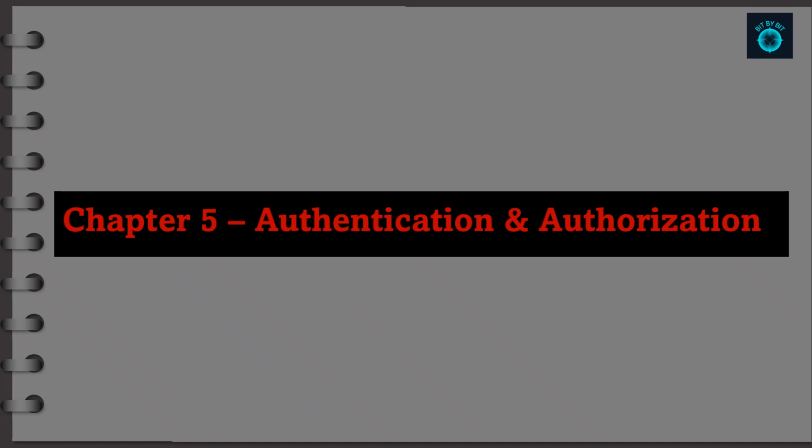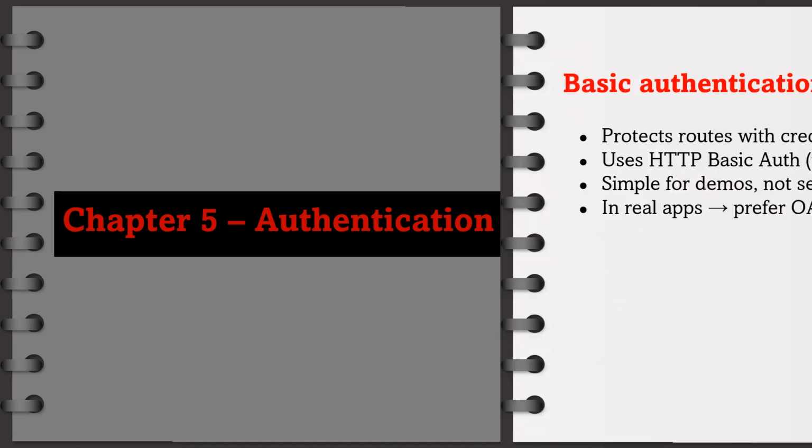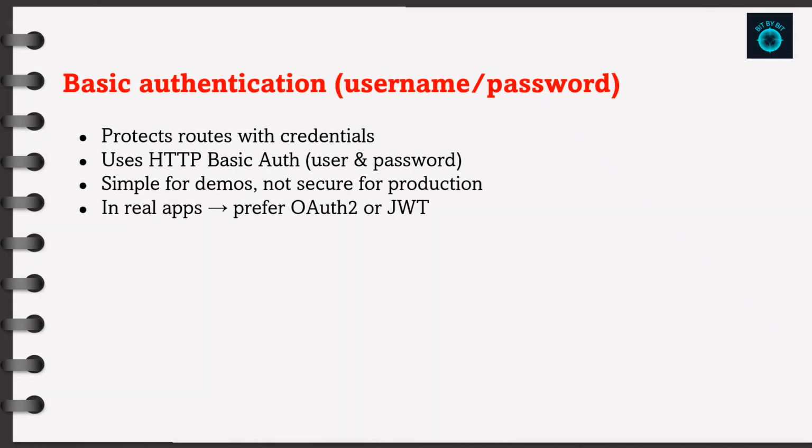Chapter 5: Authentication and Authorization. Basic authentication, username, password. Basic authentication is the simplest way to protect routes in FastAPI. With this approach, a client must send a username and password with every request. FastAPI provides a security class for handling HTTP basic authentication.